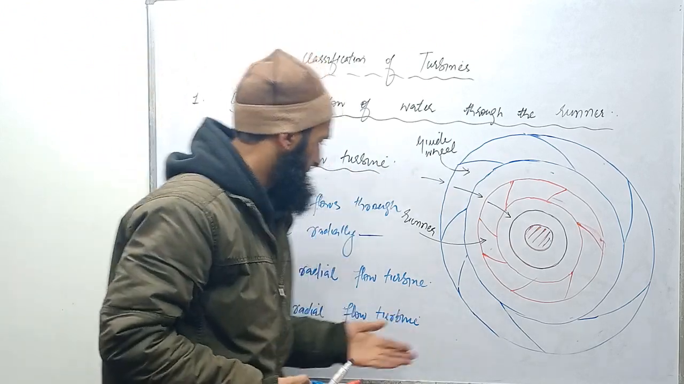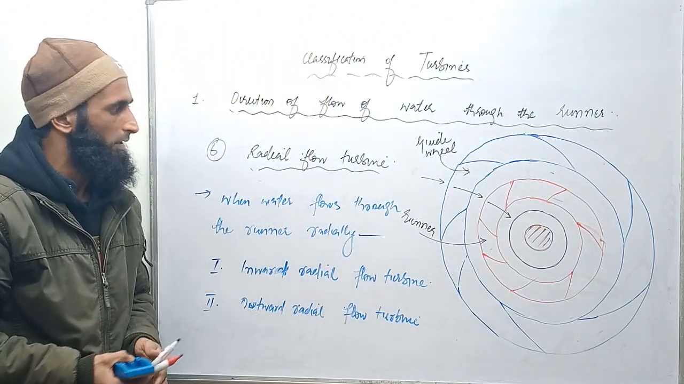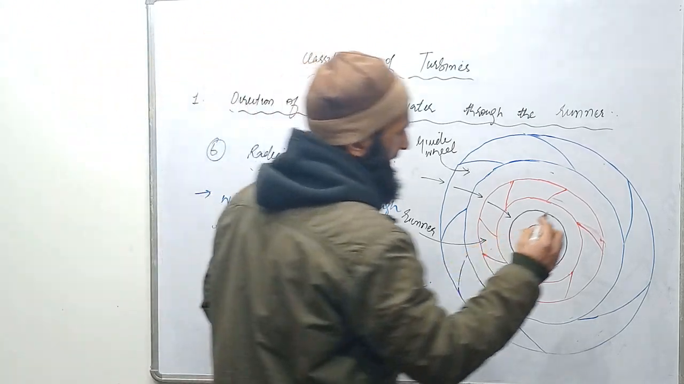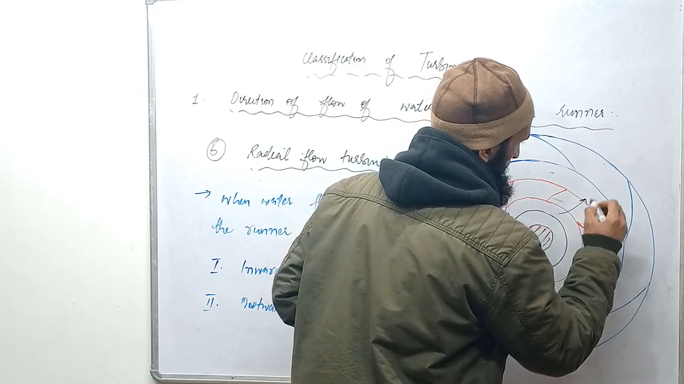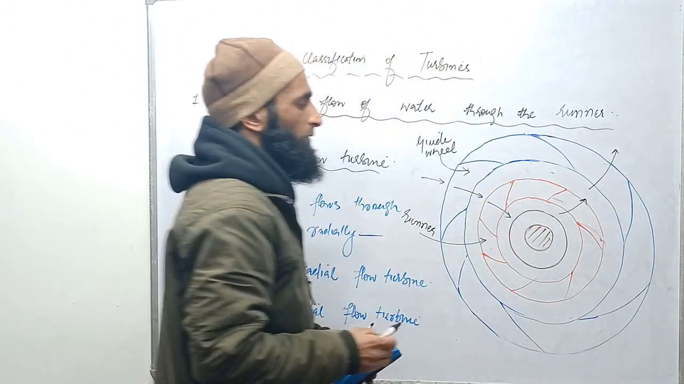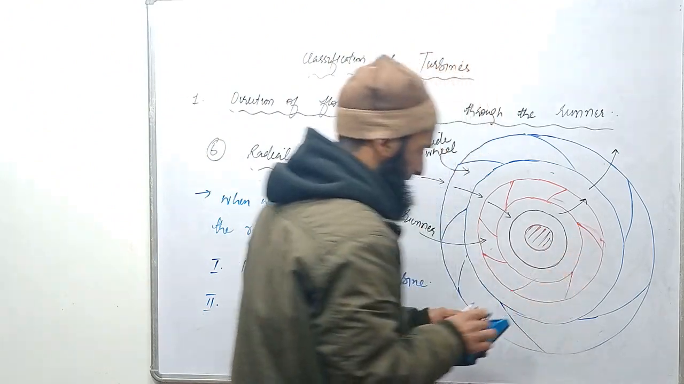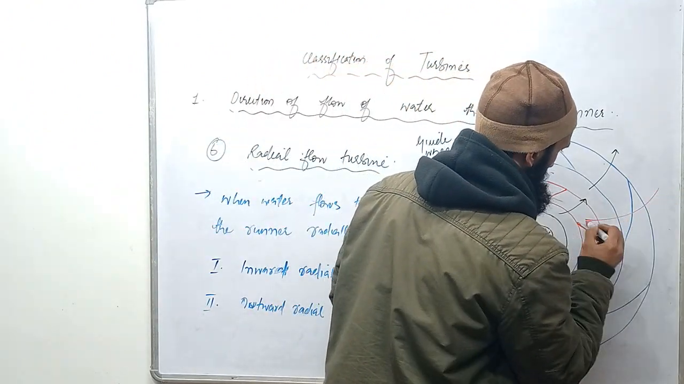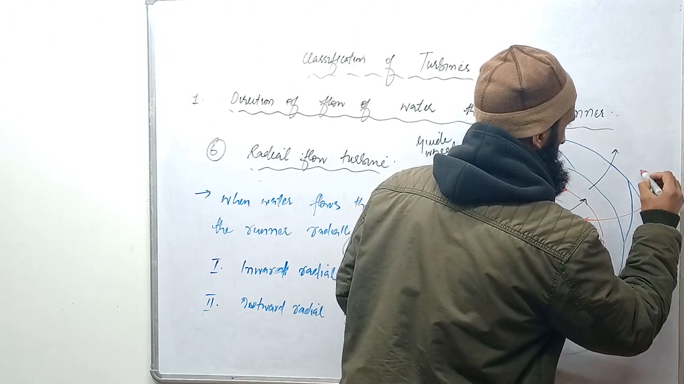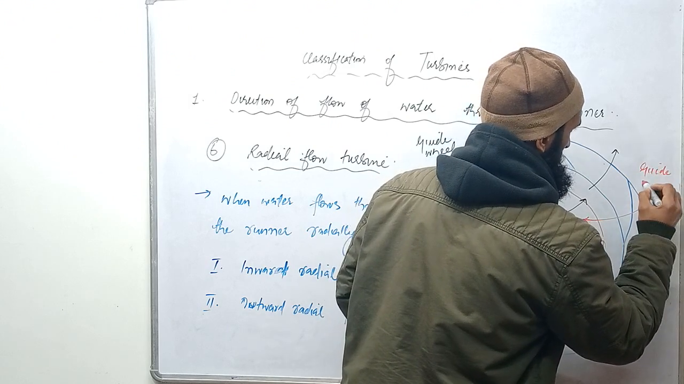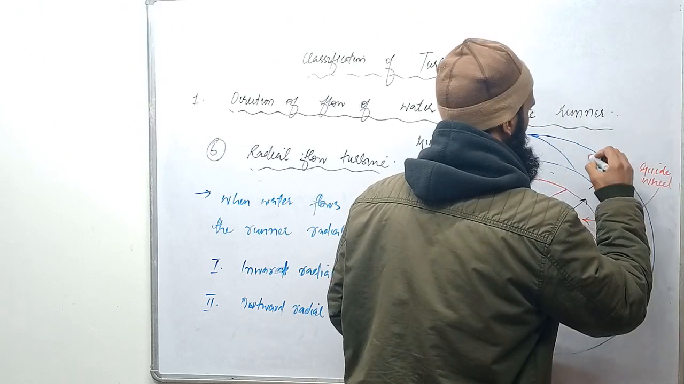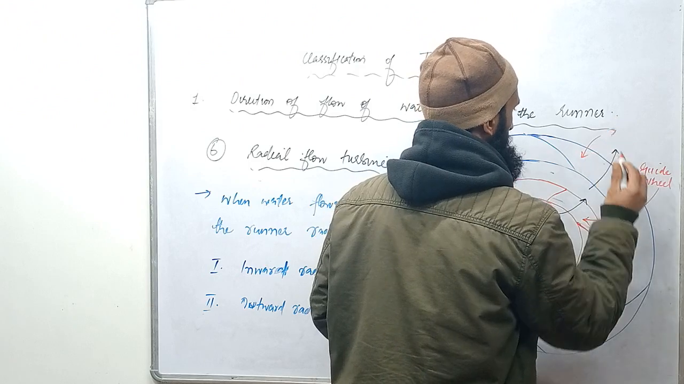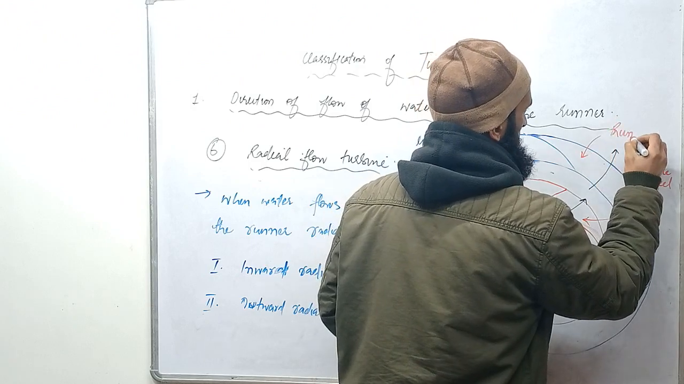Okay, and next case is outward radial flow turbine. When the turbine is outward radial flow turbine, it means that water flows radially outwards. So in that case, this inner wheel is a guide wheel, and this outer wheel is the runner.